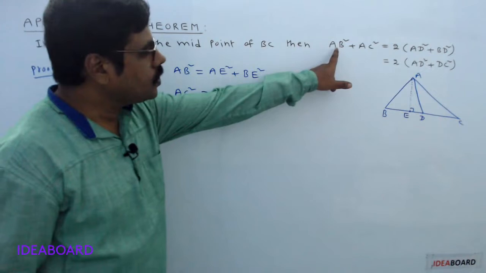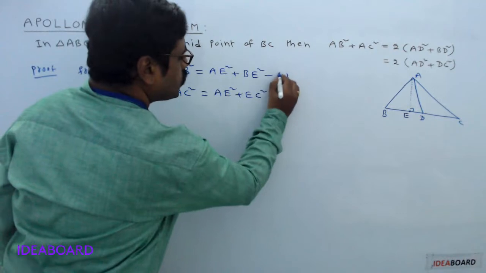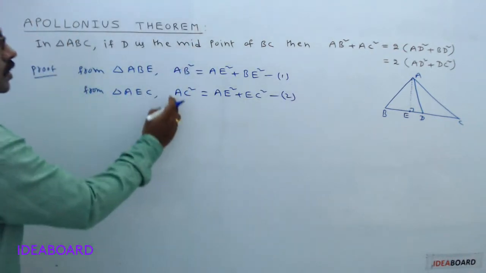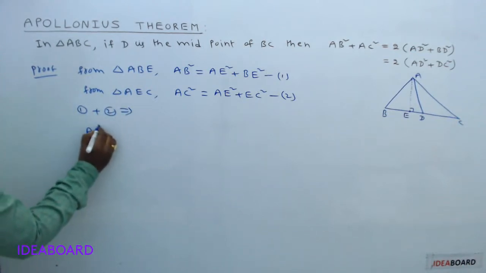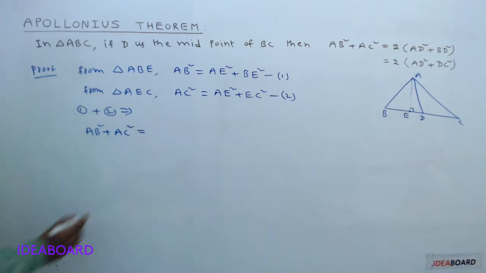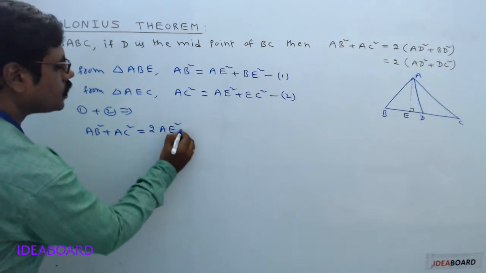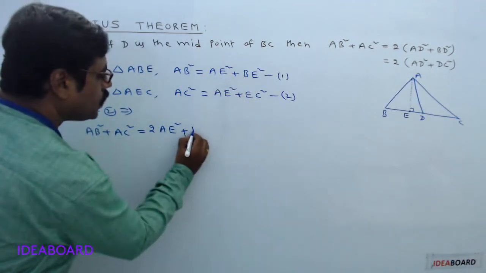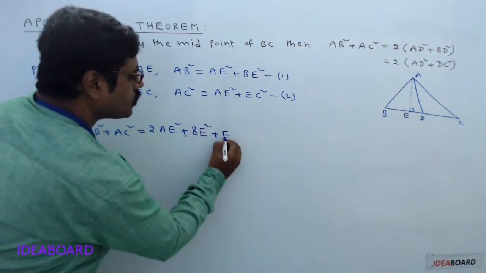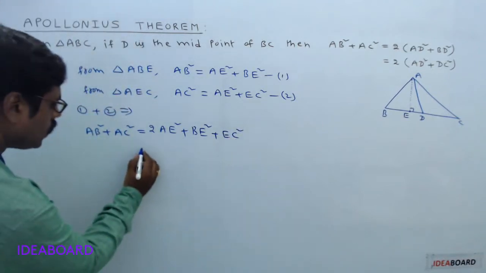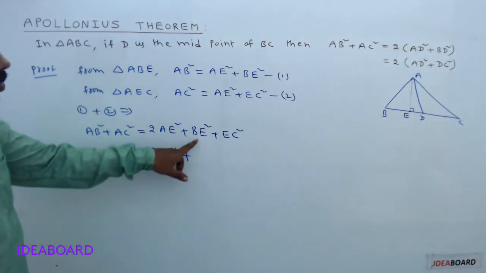Now we need the value of AB square plus AC square. Call these equation 1 and equation 2, and add these two equations. Now AB square plus AC square equals 2 into AE square plus BE square plus EC square. Now this equals 2 into AE square plus BE square plus EC square.